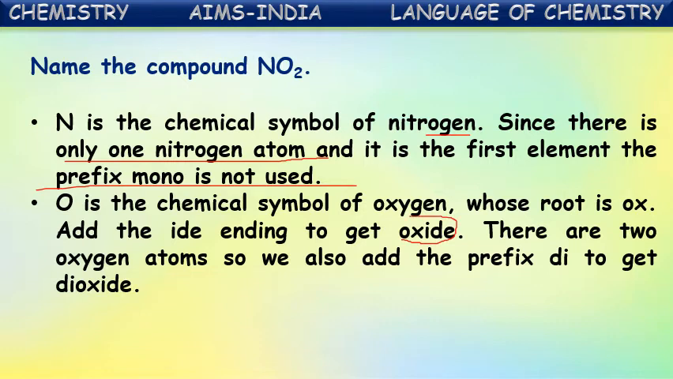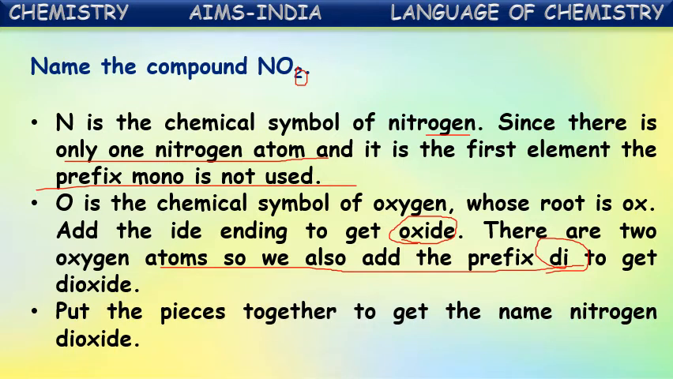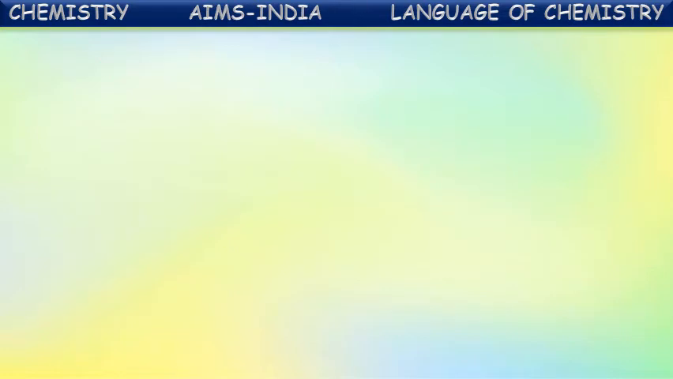But how many oxides do we have here? 2 oxygens are there. If 2 is present, as we already studied in the previous one, we have to use di. So there are 2 oxygen atoms, so we also add the prefix di to get dioxide. Now the name of the compound is nitrogen dioxide. Nitrogen is a non-metal, oxygen is a non-metal, then that is called a type 3 compound. Nitrogen dioxide is the name of the compound.